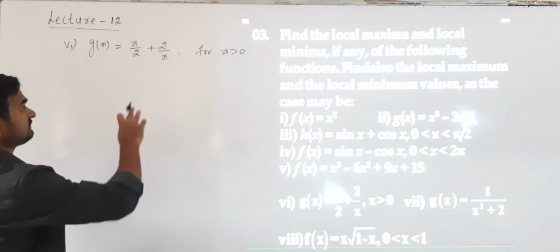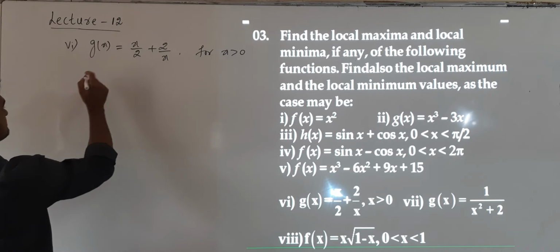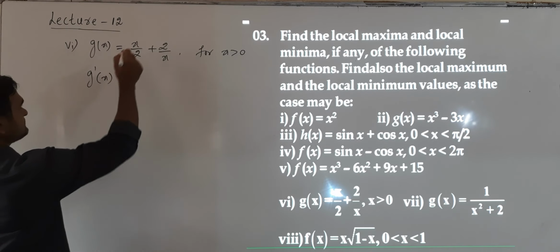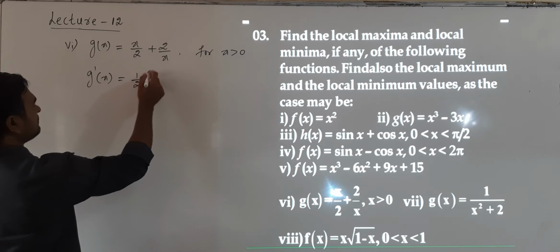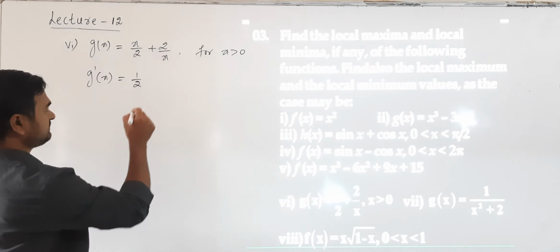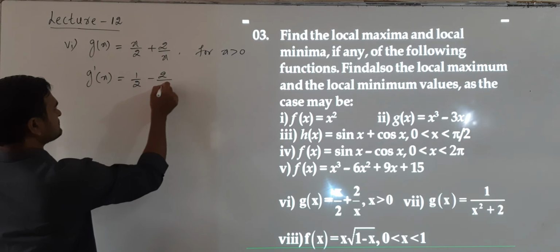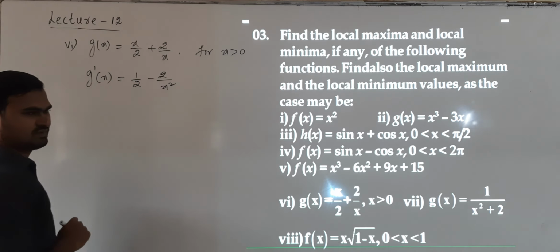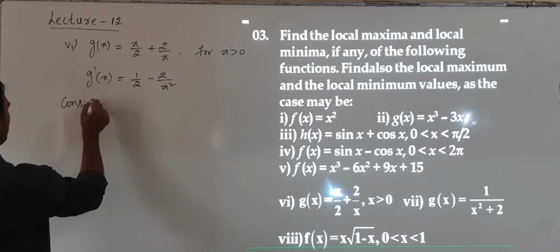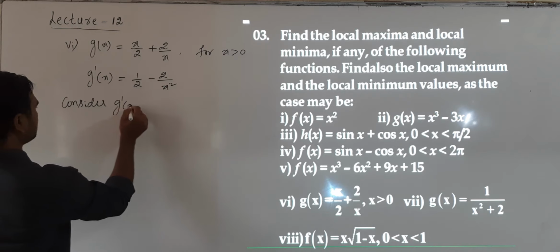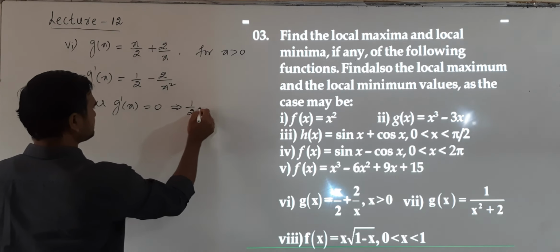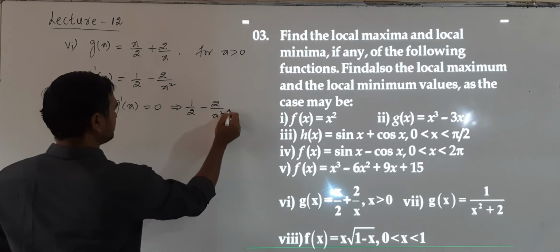So we'll find where f dash is 0, that is g dash. What is the derivative of the function here? g dash x is 1 by 2, plus the derivative of 2 by x, where 2 is a constant and the derivative of 1 by x is minus 1 by x square. So it is minus 2 by x square. Consider g dash equal to 0. So 1 by 2 minus 2 by x square is 0.